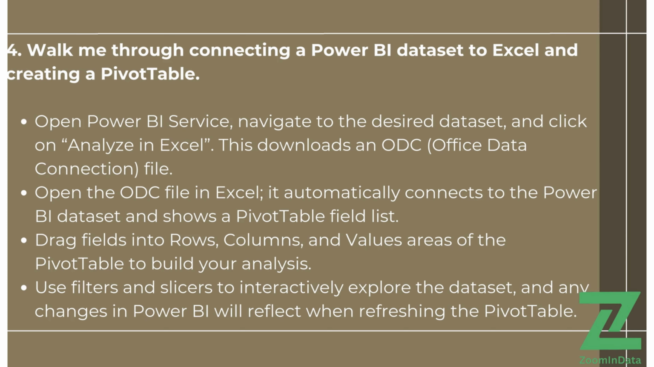Open Power BI Service, navigate to the desired dataset, and click on Analyze in Excel. This downloads an ODC, Office Data Connection, file. Open the ODC file in Excel. It automatically connects to the Power BI dataset and shows a pivot table field list. Drag fields into rows, columns, and values areas of the pivot table to build your analysis. Use filters and slicers to interactively explore the dataset, and any changes in Power BI will reflect when refreshing the pivot table.